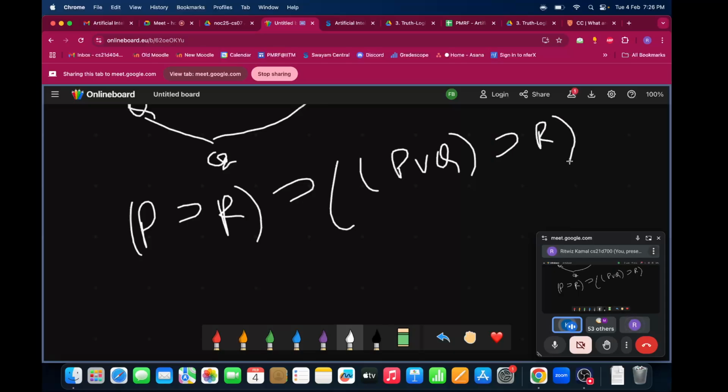Okay. Now these both are the same when we make it using a truth table, but it is not a tautology. It is not a tautology because not all are true. But wherever P implies R is true, the right side is also true. So we can say it is implied.